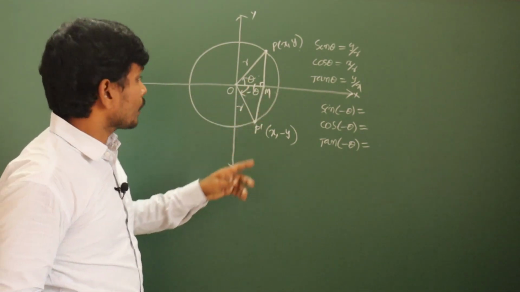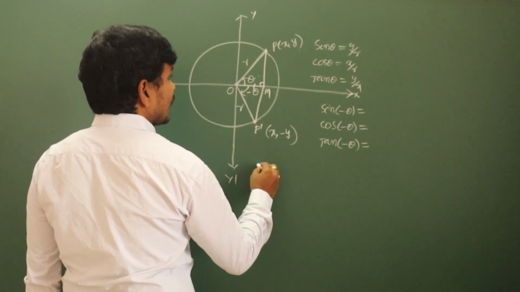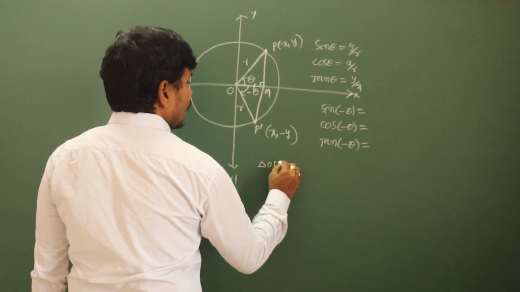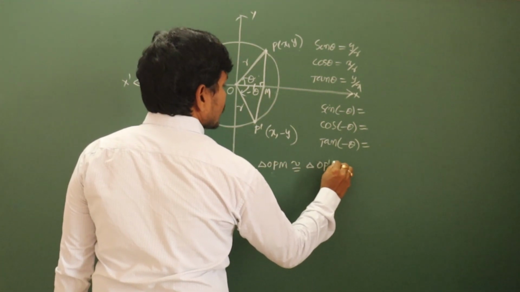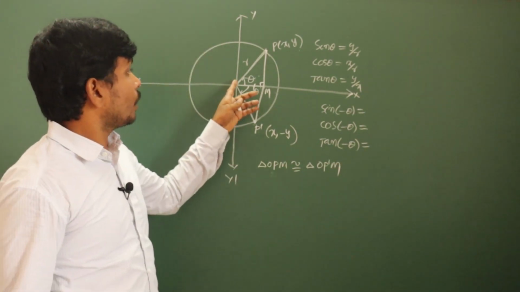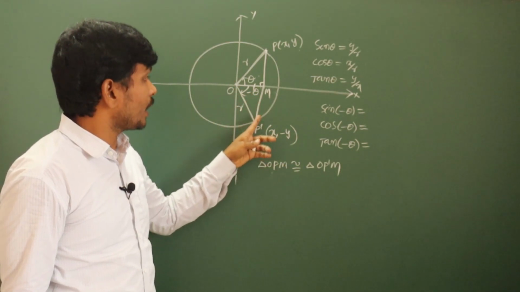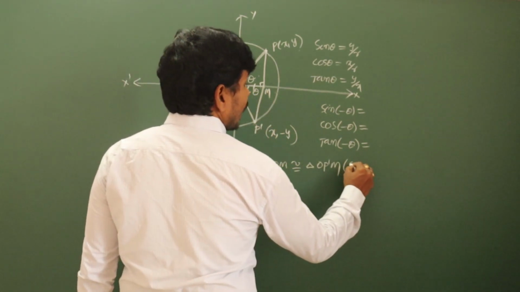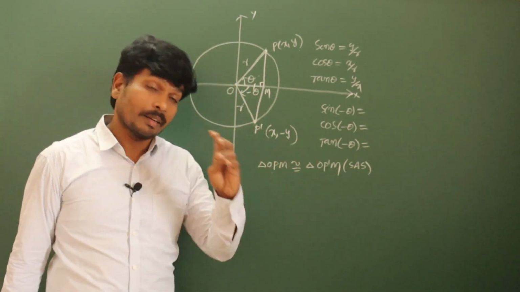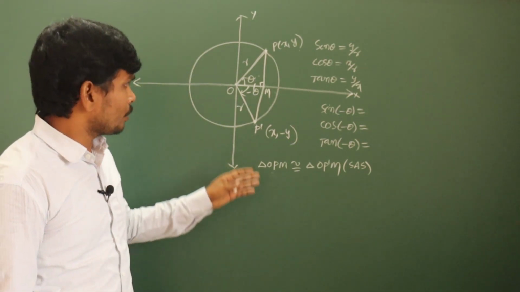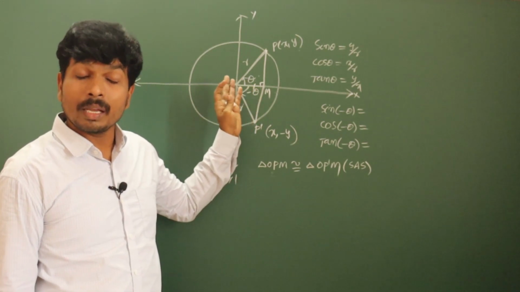The angle is the same and the radius is also the same. By SAS criteria, triangle OPM is congruent to triangle OP dash M. Triangle OPM is congruent to triangle OP dash M by which criterion? SAS criteria. So the congruency of triangles concept is most important here. By using algebra and geometrical concepts, we can easily prove each and everything.